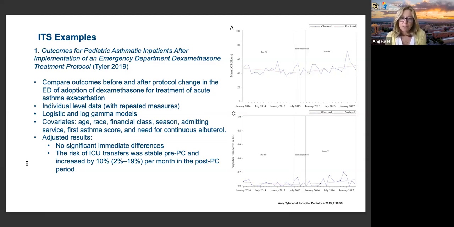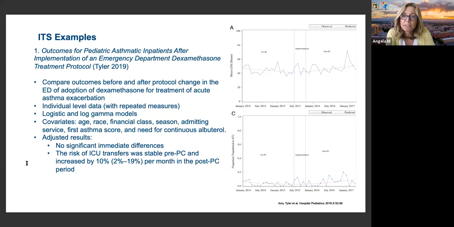We did use individual level data for this analysis. We did have subjects that came back over time, over the course of, I think it's just a little over 2 years for this data. And we used logistic and log gamma models for the outcomes. We had 3 main outcomes: length of stay, ICU admission, and then the third one, which you don't see here, was cost, total cost for admission.